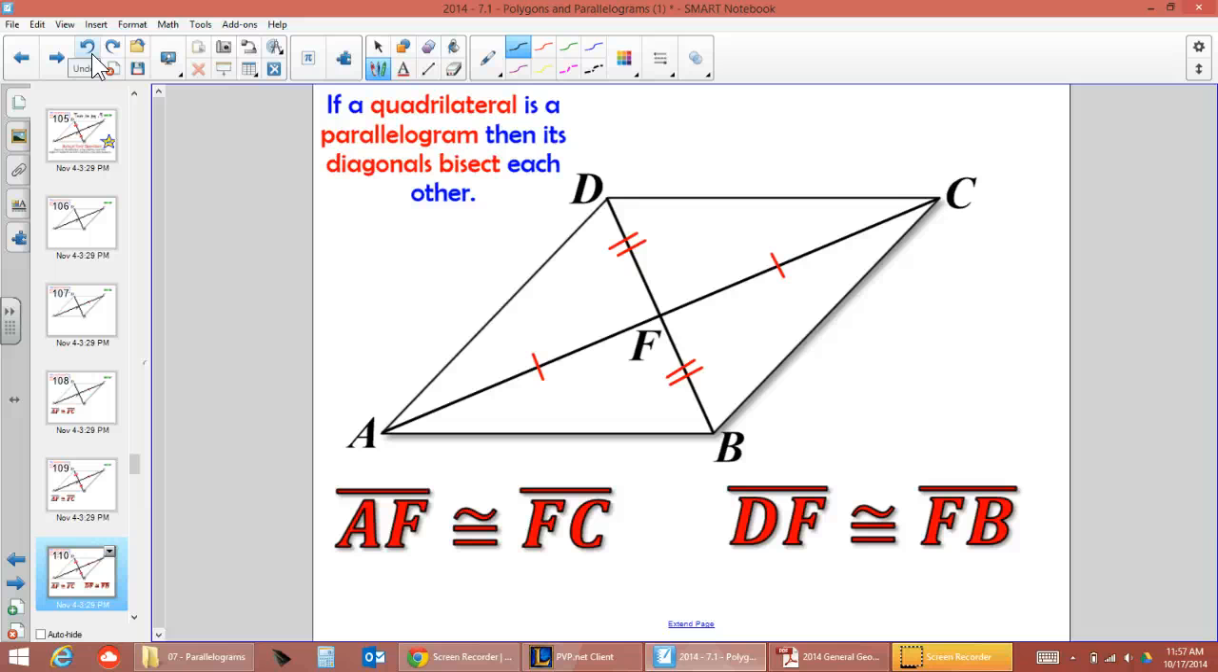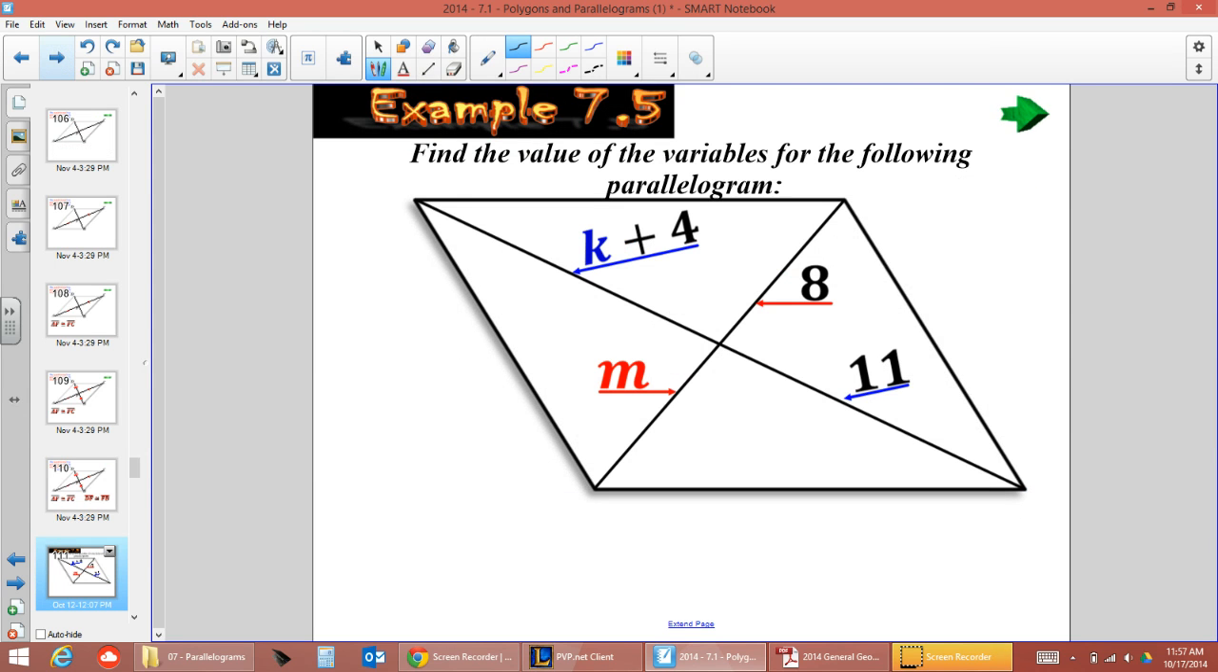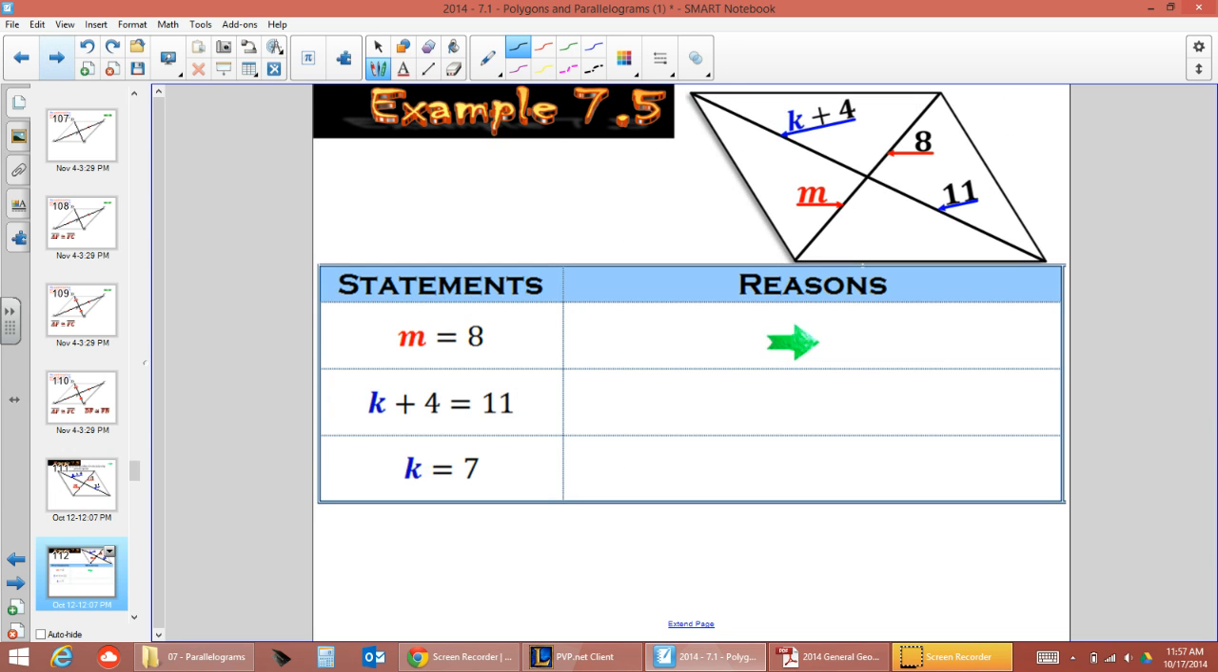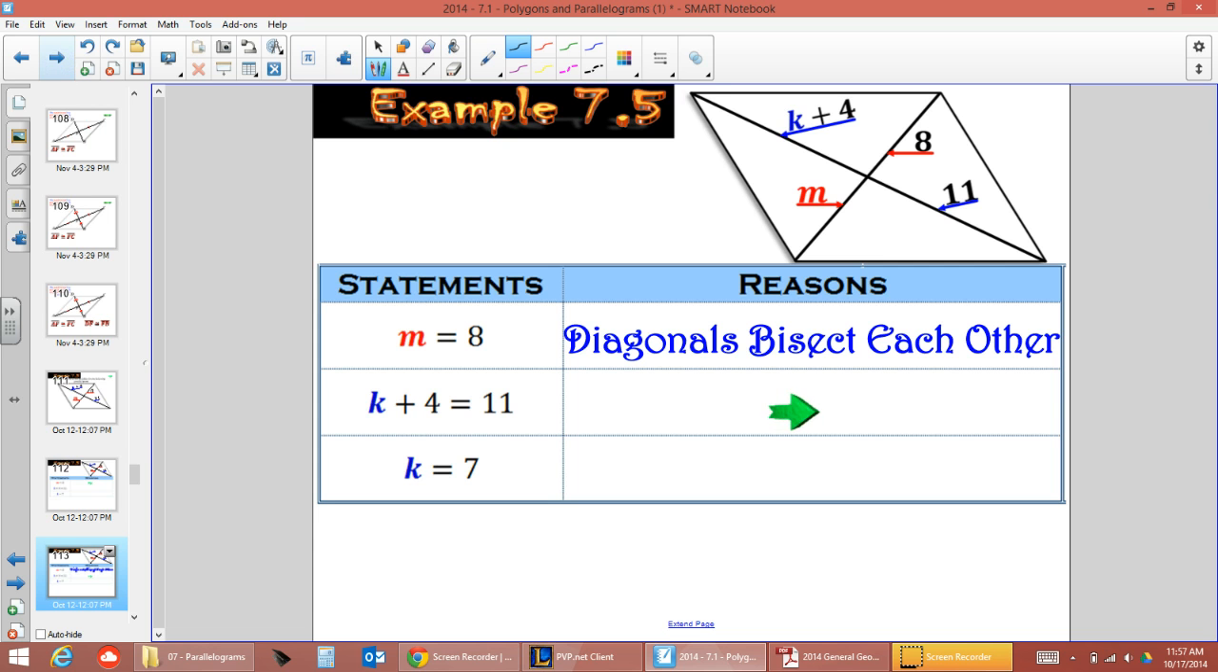So this would be the answer to the test question. I give you this definition, I give you this picture, and I ask you to tell me some information off of it. So find the value of the variable for the following parallelogram. Notice here we have the diagonals crossing each other. I told you it's a parallelogram, so you know that these two pieces are equal to each other. You also know that 8 and m are equal to each other. So I set this up. And I say, well, 8 equals m. Why? Because the diagonals bisect each other.